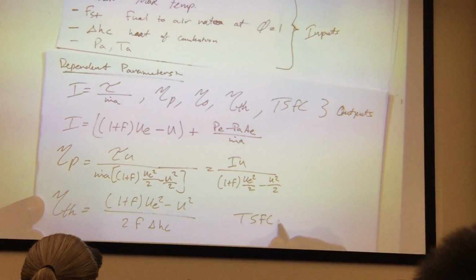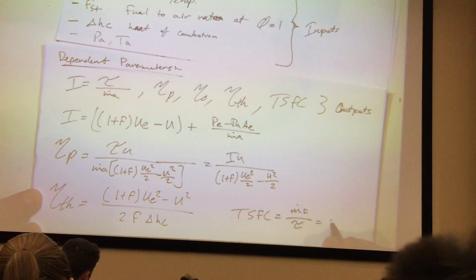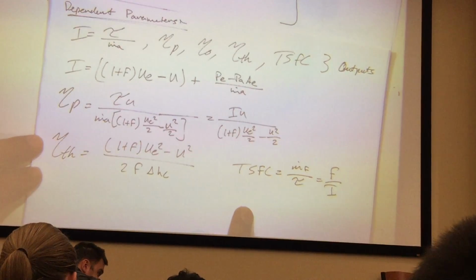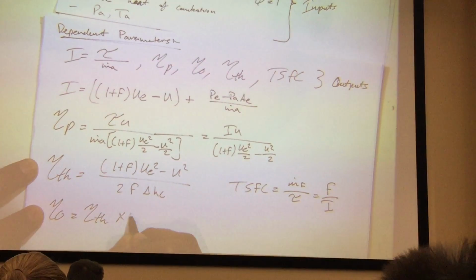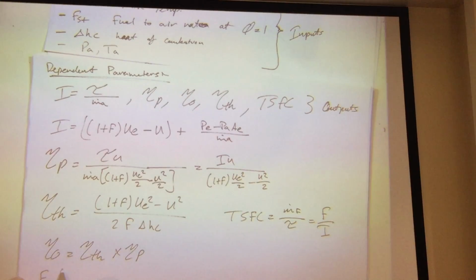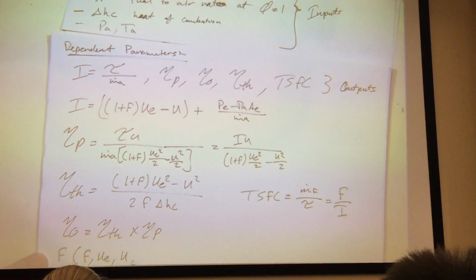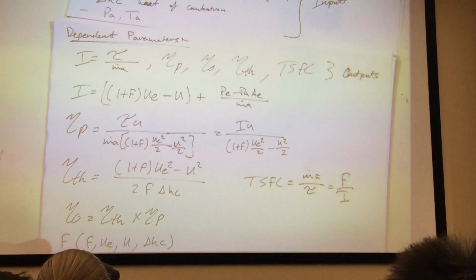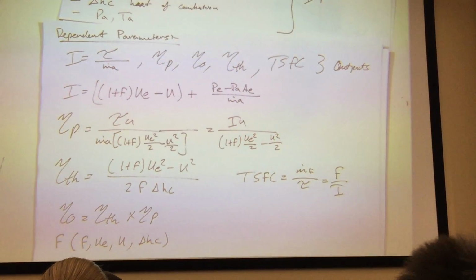TSFC is equal to m dot fuel divided by the amount of thrust, which is your fuel to air ratio over your specific thrust. And the overall efficiency is equal to thermal efficiency multiplied by the propulsive efficiency like we discussed. And your fuel to air ratio is a function of your exit velocity, the flight Mach number velocity, the heat of combustion, assuming obviously ideally expanded. So these are the dependent parameters.